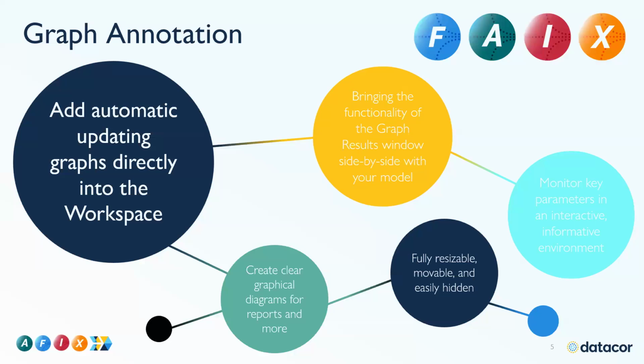which is the graph annotation tool. This adds an automatic updating graph directly into the workspace, which brings the functionality of the graph results window side by side with your model. It's fully resizable, movable, and easily hidden, and can help you create clear graphical diagrams and monitor key parameters with interactive and informative information on the workspace.